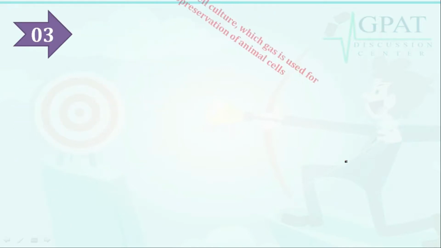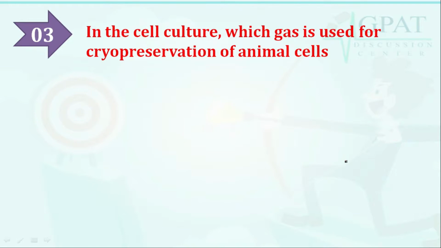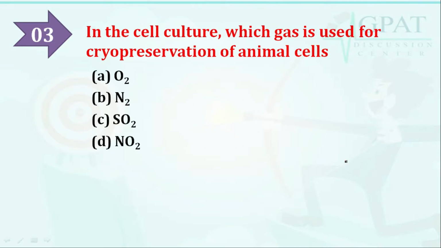Now the next question is: in cell culture, which gas is used for cryopreservation of animal cells? The options are: option A is O2, option B is N2, option C is SO2, option D is NO2. So in cell culture, which gas is used for the cryopreservation of animal cells? The correct answer is N2.